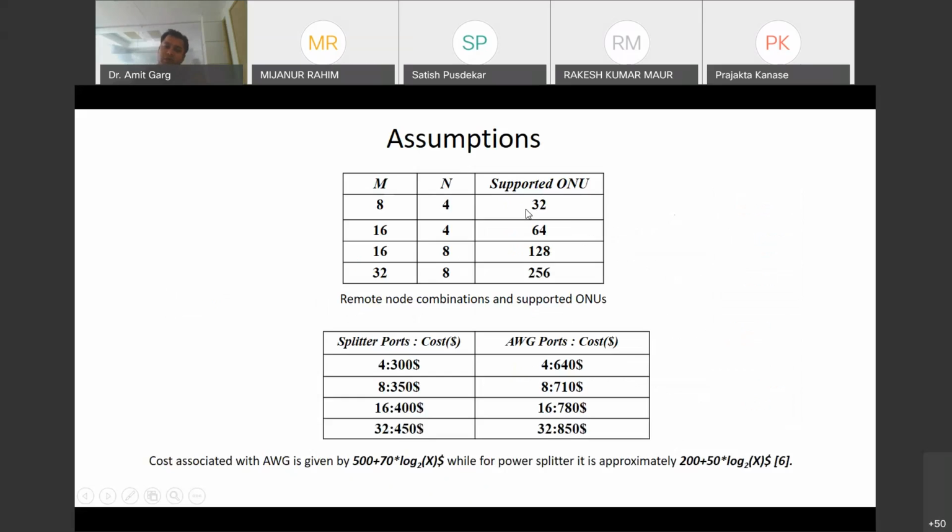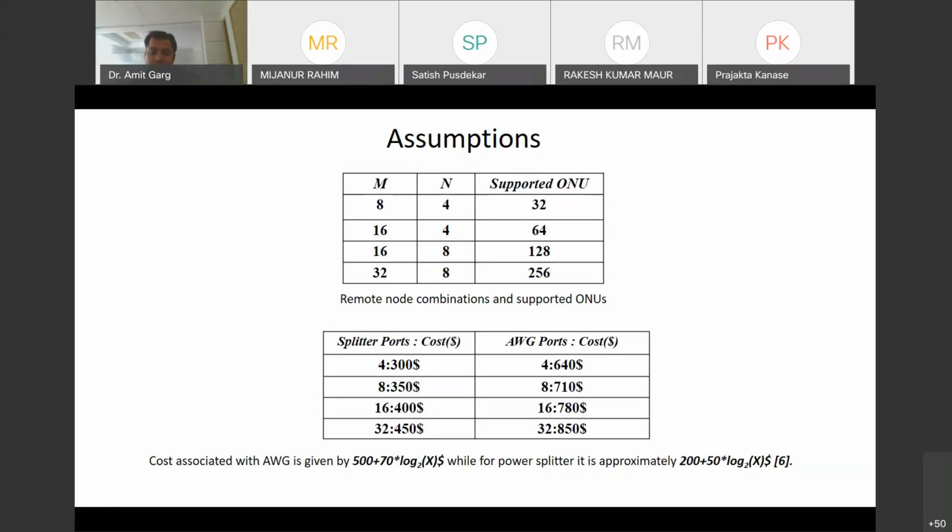So just consider some assumptions. Let's say the values of m and n are 8 and 4, 16 and 4, 16 and 8, 32 and 8. Okay, so the total number of supported ONUs will be m times n. So in case of m as 8 and n as 4, then a total of 32 users will be supported. Similarly, 64, 128 and 256 users will be there.